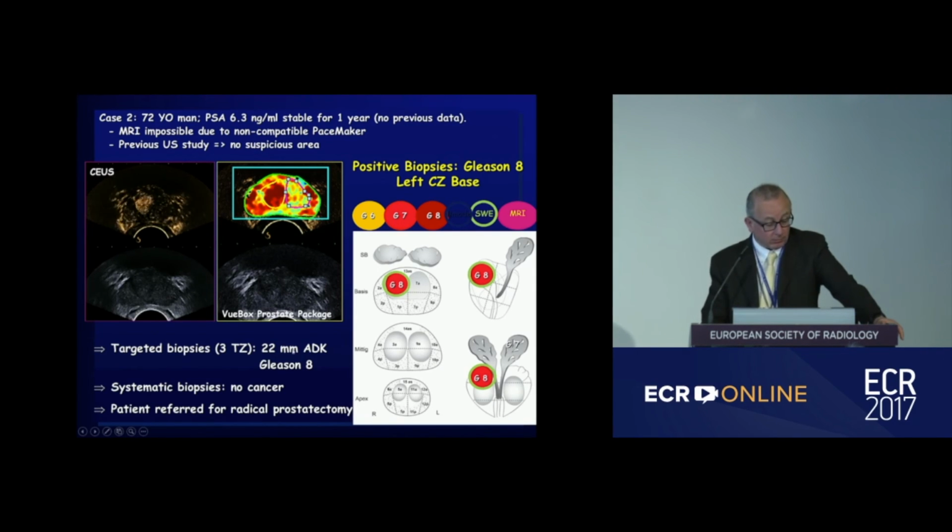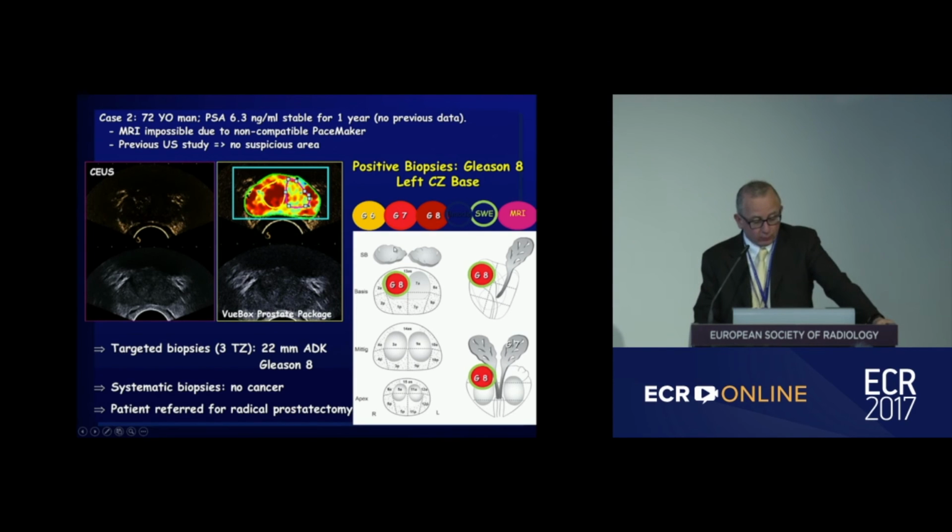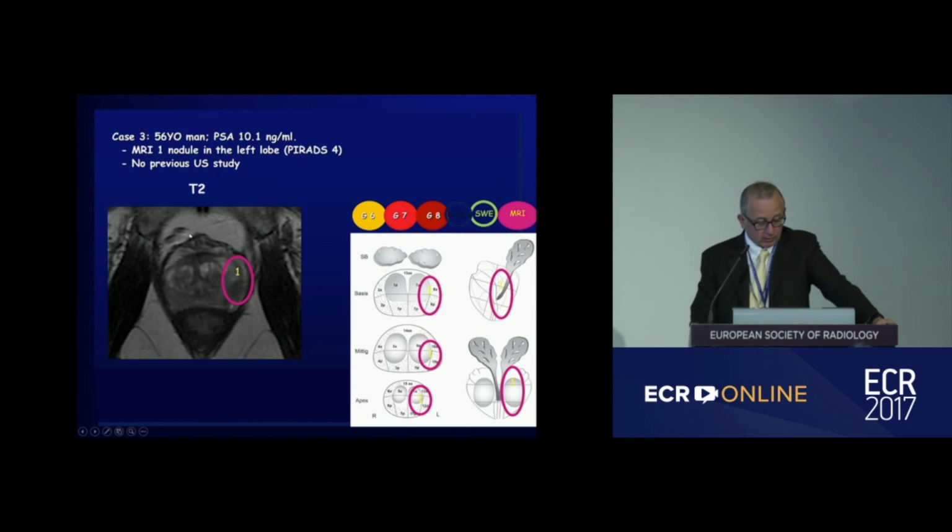We did the targeted biopsy. All targeted biopsies showed a Gleason 8 adenocarcinoma. The systematic biopsy showed no cancer again, and the patient was referred for radical prostatectomy that confirmed that the only cancer site was Gleason 8 at the base of the prostate, and it was quite anterior. So very interesting if you want to improve the detection of the lesions.